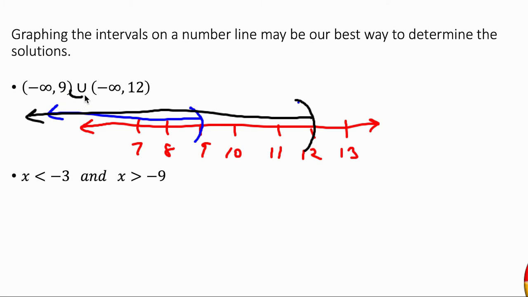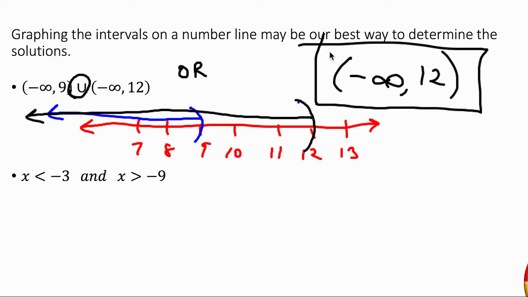And because we're doing the union, which means "or," either one or both, it can be either one or both. Well then, where either one or both lies is negative infinity all the way to 12. That's the union. If we were doing the intersection of these two graphs, it would only be this part where they overlap. The intersection is negative infinity to 9.